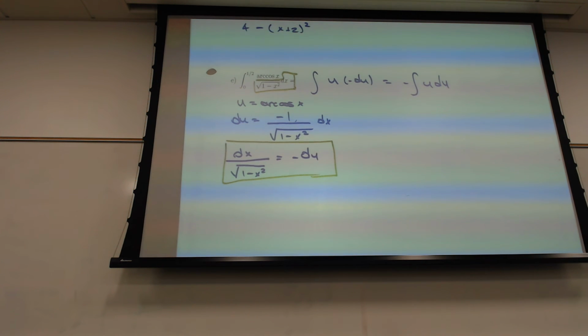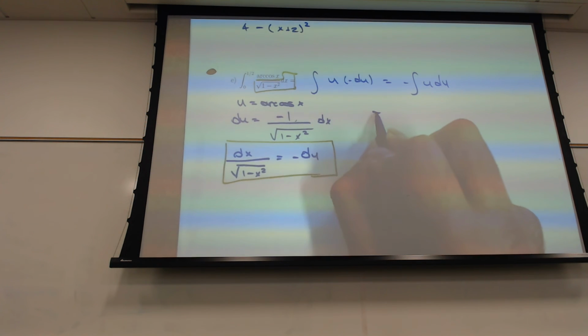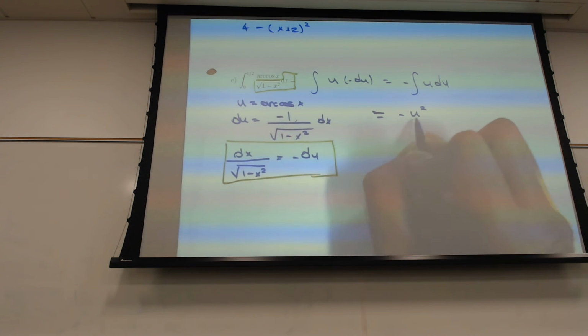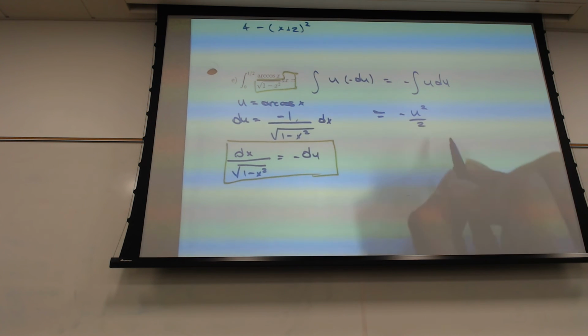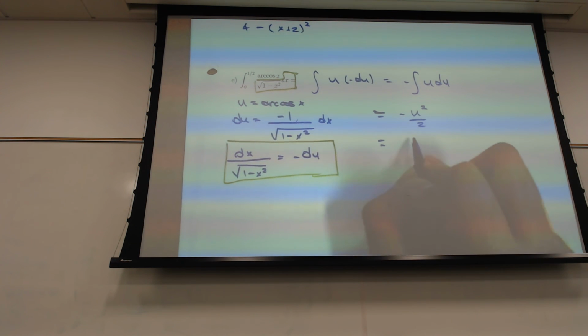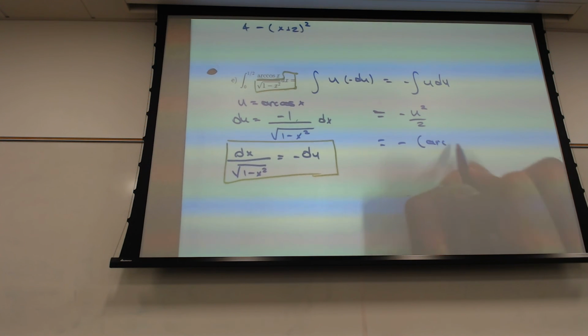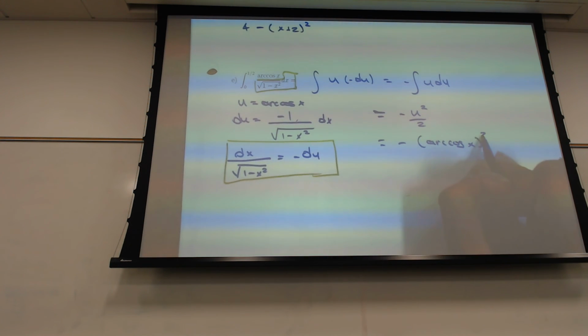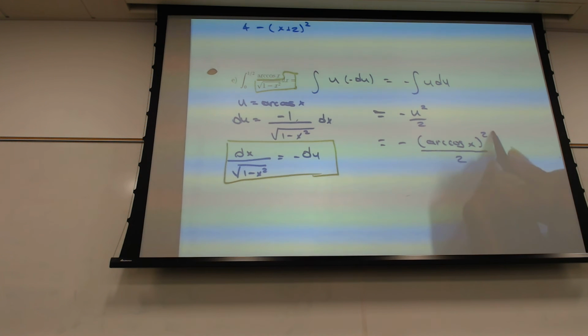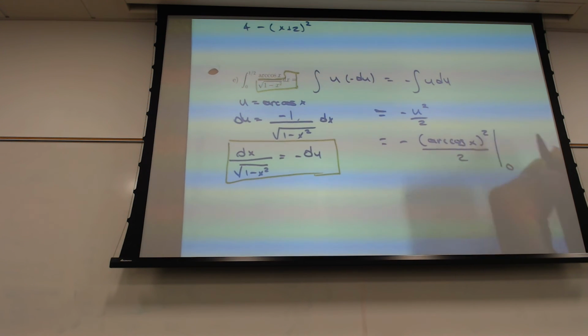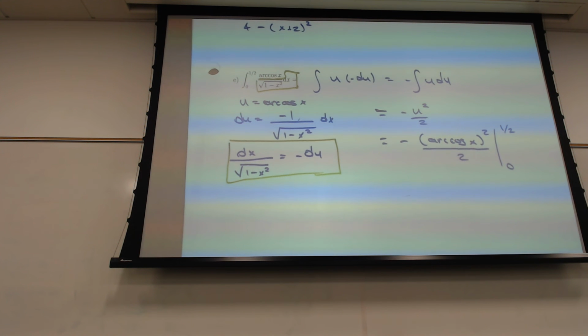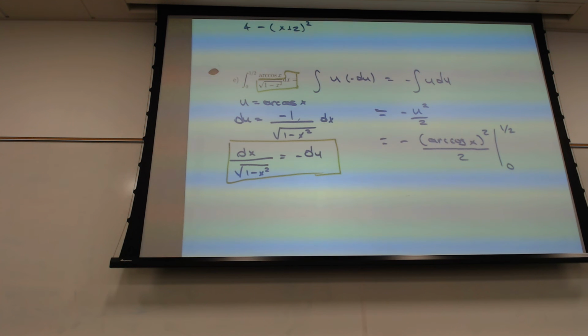So in this case, let's integrate u. Let's just use the general power rule. So that's negative u squared over 2. And in this case, let's back substitute for u, which is arc cos of x, quantity squared, divided by 2. But in this case, this gets evaluated from 0 to 1/2. We're going to use the fundamental theorem of calculus, in which we will evaluate upper limit minus lower limit.